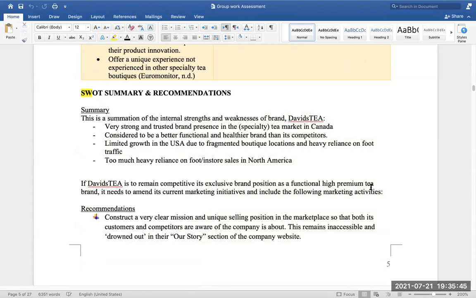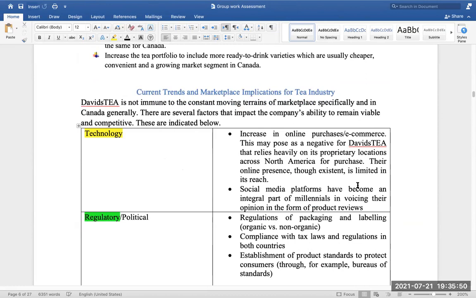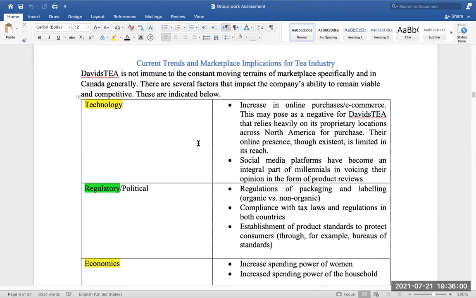So when it comes to the STEEP analysis or the PEST analysis, they use these different terms. It says current trends and marketplace implications for the tea industry in this case. For technology, what you're trying to do is see how technology affects the marketing of a particular category of good, which is tea, or how it affects the tea industry. Within the context of the pandemic, most brick and mortar stores have to now go fully on e-commerce. They have to rely heavily on digital marketing. So where do you find your customers? It's going to affect your communication channels, the platforms that you use to communicate with your customers.